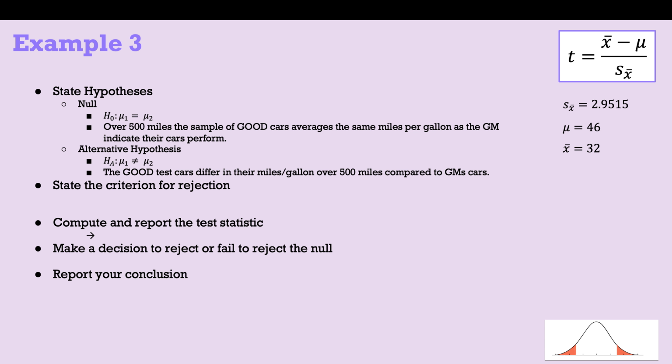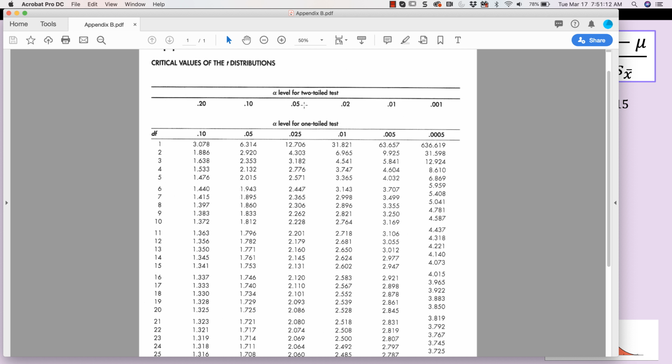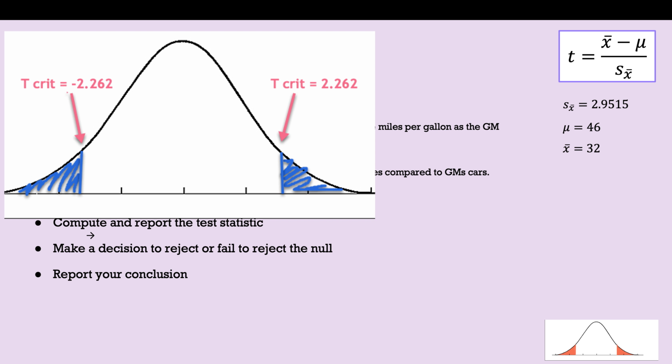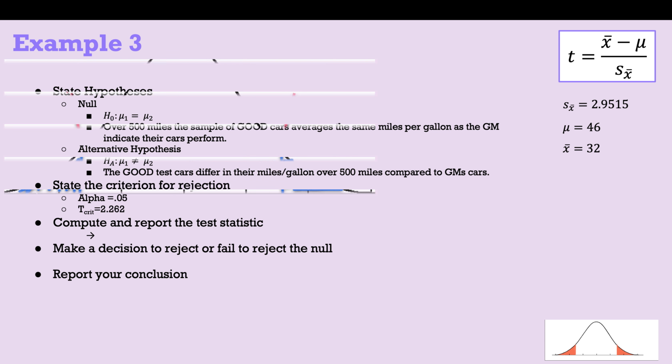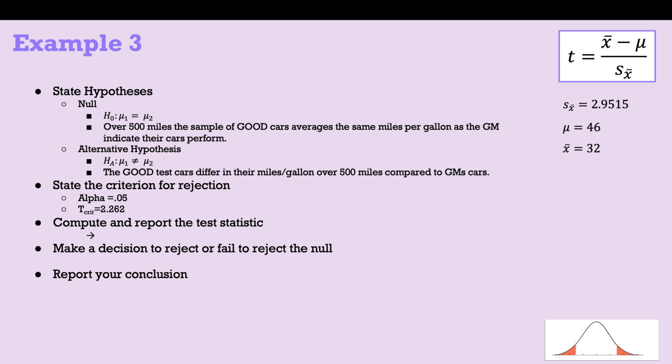We're going to state the criterion for rejection, which is going to be alpha of 0.05, and we need to use our Appendix B to find our t critical value. So we have a two-tailed test with alpha of 0.05. We have 10 cars in our sample, so our degrees of freedom is going to be 9. So we can see that our t critical value is 2.262. So we'll mark that on our graph, and then we're going to compute and report our test statistic.